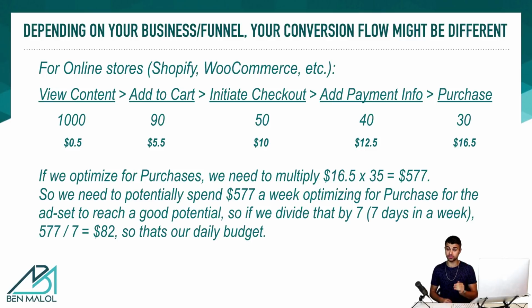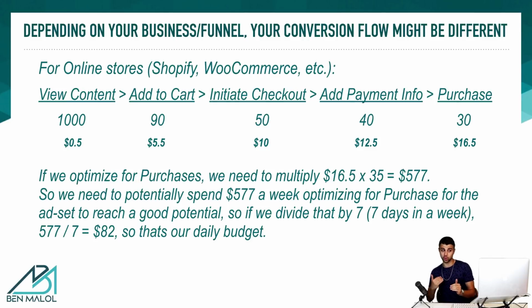And we're paying $16.5 for a purchase from our last calculation. So if we multiply that, it means we need to spend $577 a week for this ad set to potentially get optimized. If we divide that $577 by 7, because there are 7 days in a week, we get to $82. So if we want to optimize for purchases, that's going to be our minimum daily budget for the ad set to really get to a point where it works efficiently, meaning to reach its highest potential.